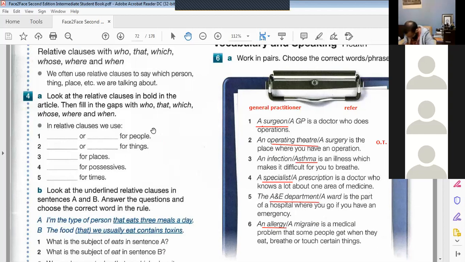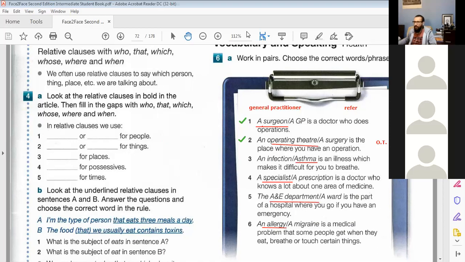Track 39. 1. A surgeon is a doctor who does operations. 2. An operating theatre is the place where you have an operation. 3. Asthma is an illness which makes it difficult for you to breathe.